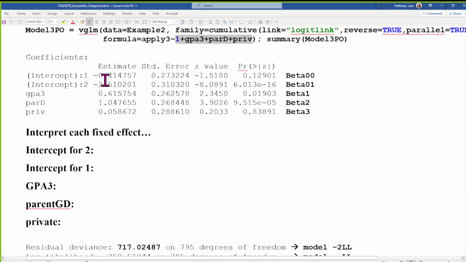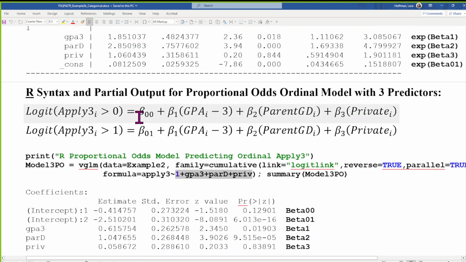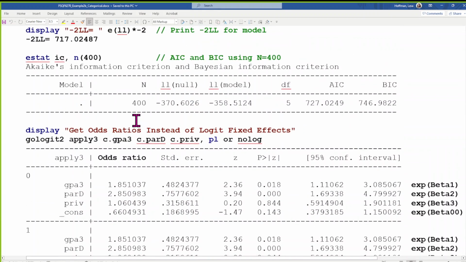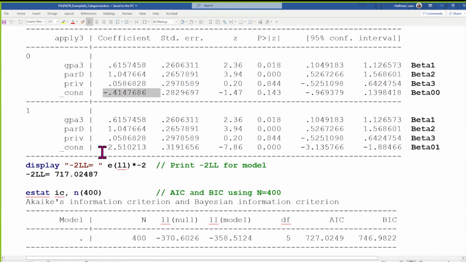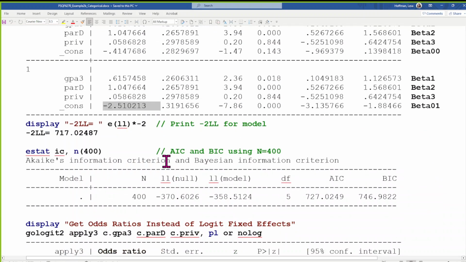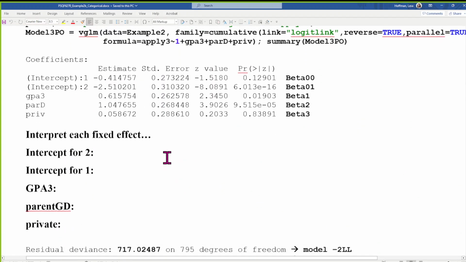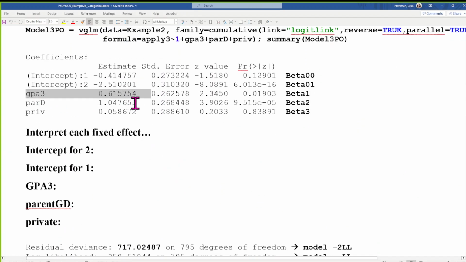Coefficients, intercept 1 and 2. So the minus 0.4 and the minus 2.5 correspond to those two submodels. So they're in the same order at least, even if the labels are a little bit different. And then the 3 slopes are listed without reference to the fact that they're constrained. So they're just giving you the slope.